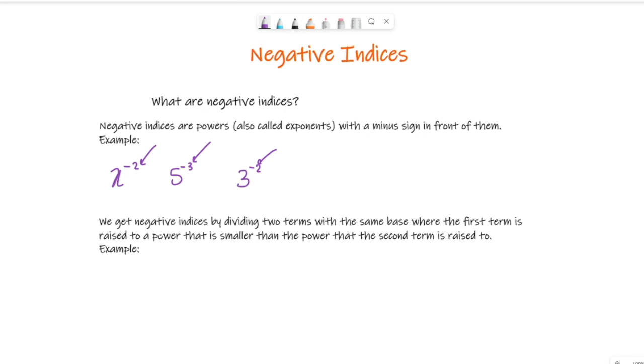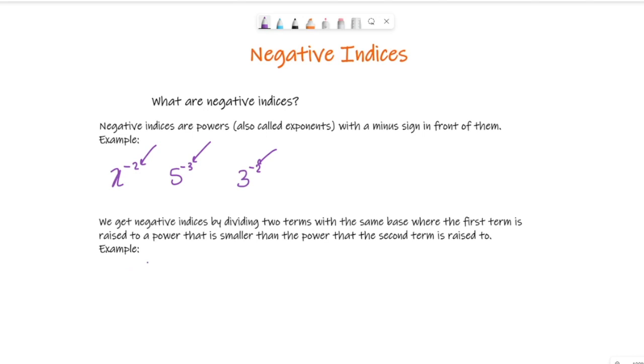So how do we get these negative indices? We get negative indices by dividing two terms with the same base where the first term is raised to a power that is smaller than the power that the second term is raised to. Before giving examples, you must know how to multiply and divide indices. If you have no idea about them, find a link in the description, watch the video and come back to it.